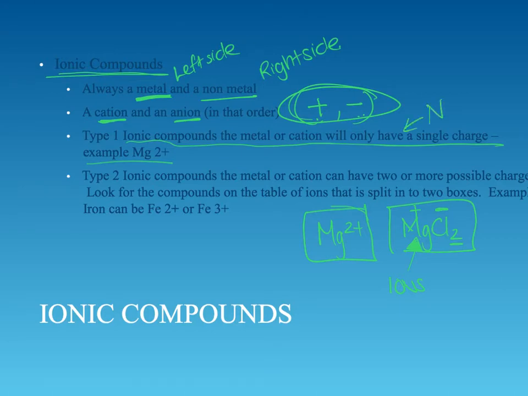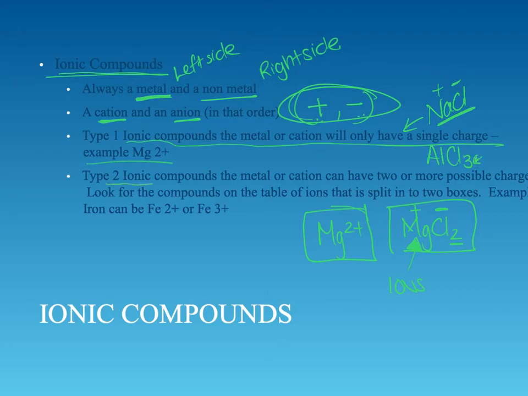Okay, another example is like sodium chloride. If I look at sodium, sodium can only be 1 positive. It's a metal. Chlorine is a non-metal, so that means that it's a type 1 ionic. Another example would be like aluminum chloride. If I look for aluminum, aluminum only has 1 possible charge. The box isn't split into two, and chlorine. And again, we'll talk about these little numbers afterwards.